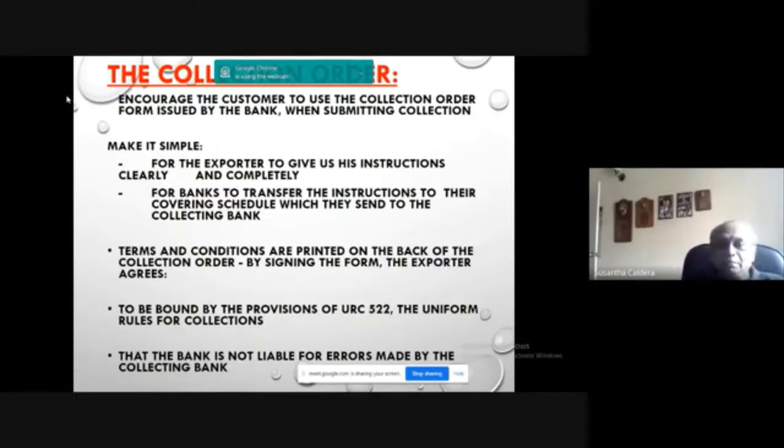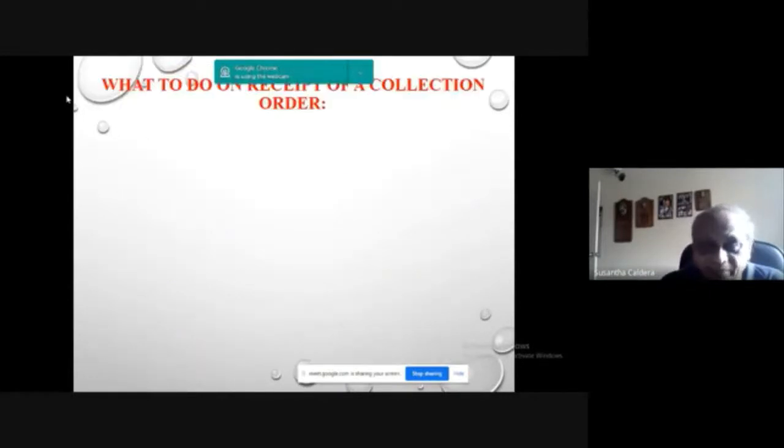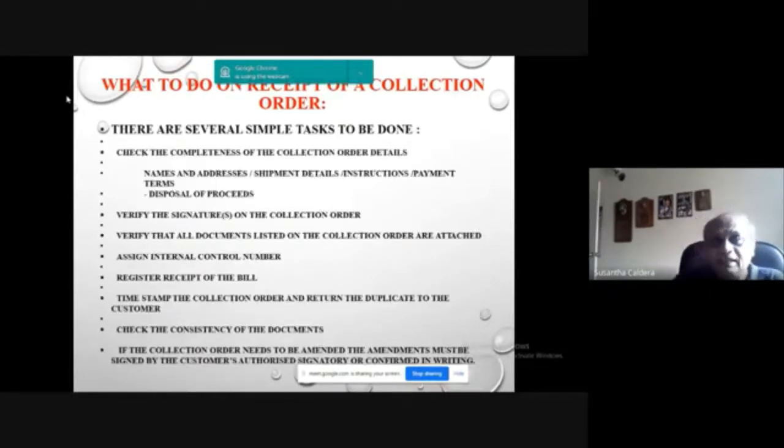Terms and conditions are printed on the back of the collection order. By signing the form, the exporter agrees to be bound by the provisions of URC 522, the Uniform Rules for Collection, and that the bank is not liable for errors made by the collecting bank. The bank is not liable for errors made by the collecting bank. Very important. Who says this? Remitting bank, right?